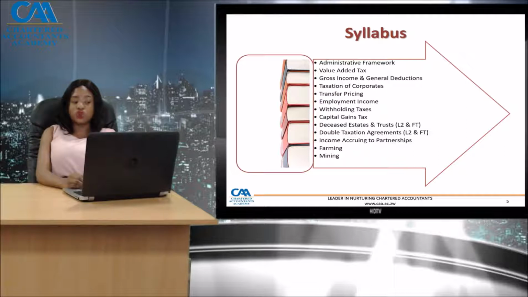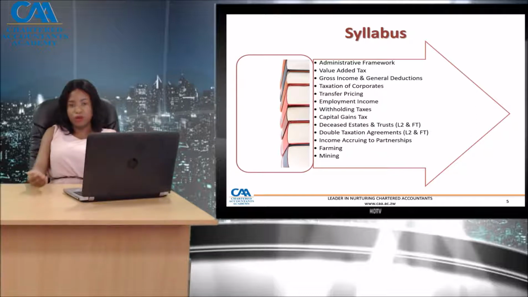However, going forward, you also learn income accruing to partnerships, farming, as well as mining. You will find that these topics are preparing you to be a competent chartered accountant who will be able to assist in any transaction, any tax transaction in any sector. And also, if we look at our Zimbabwean economy, it is hinged on mining and farming, hence the need for us to learn these.